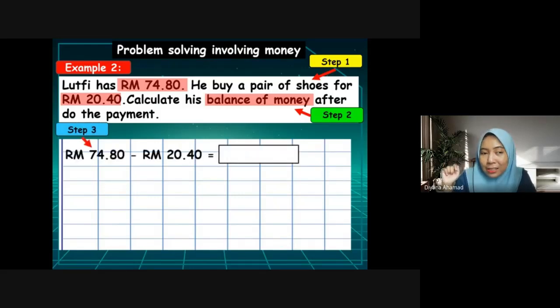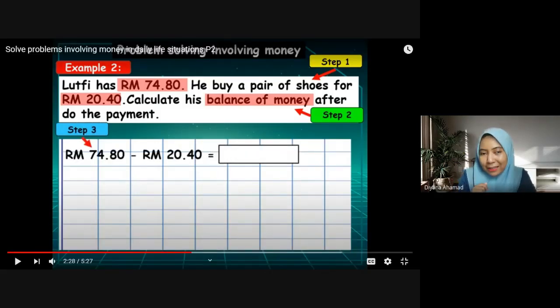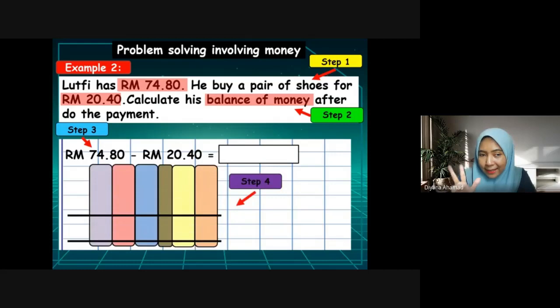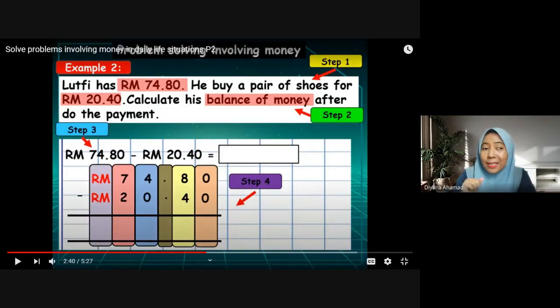So now the third step, please do the number sentence. Because you said this is minus, you do the minus: 74 ringgit 80 cent minus 20 ringgit 40 cent. Now it's time for you to do the calculation. Arrange the money properly, right? So 74 ringgit 80 cent on the top, and then you minus 20 ringgit 40 cent. Arrange like that, right?